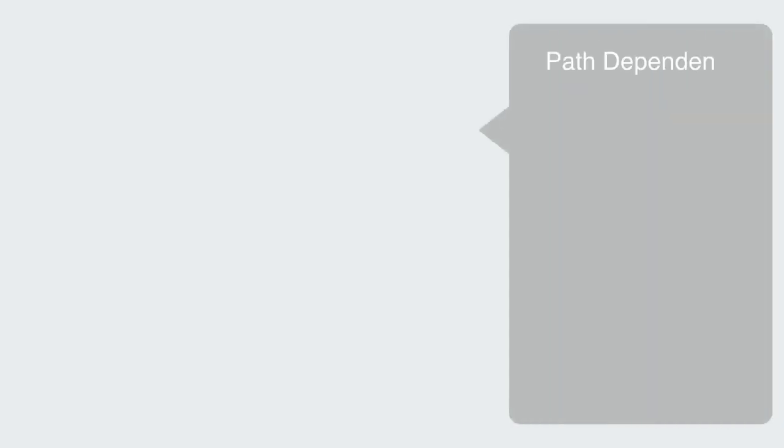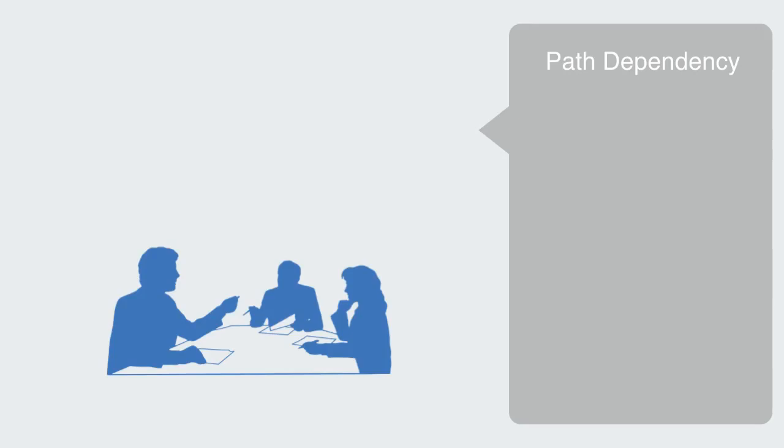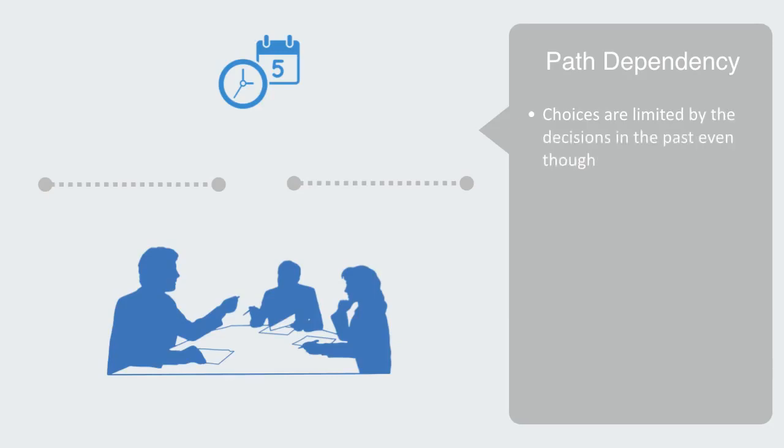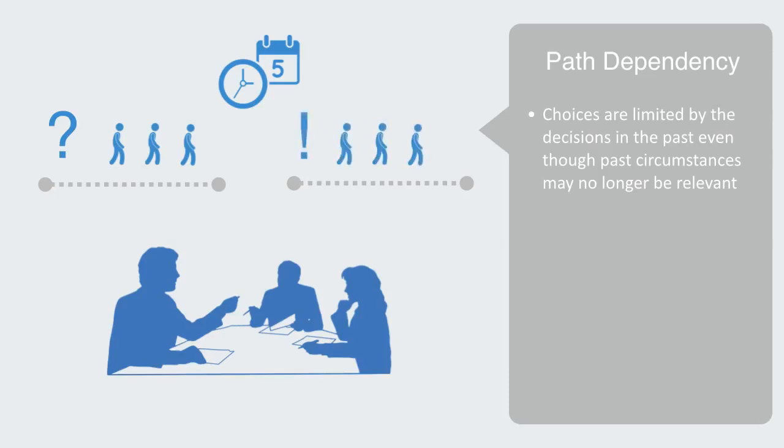Path dependency describes how the set of decisions one faces currently are limited by the decisions one made in the past, even though these circumstances may no longer be relevant. Even though previous choices were made on chance or limited information, with better options now being available, it is still easier to simply continue upon a pre-existing suboptimal path than to create an entirely new one.